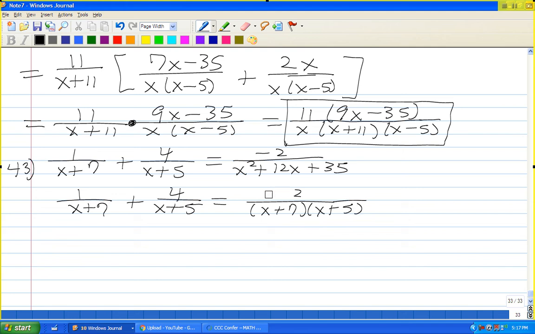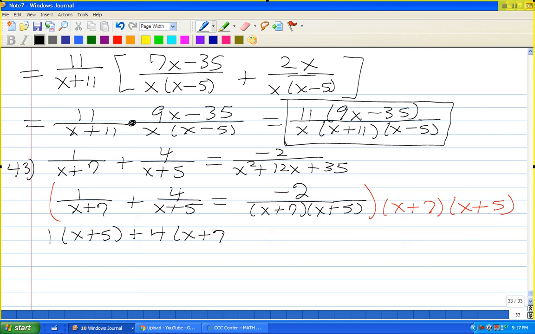Let me get rid of the denominators. So let me multiply both sides of my equation by the least common denominator, x plus 7 times x plus 5. The x plus 7's cancel, so you just get 1 times x plus 5. The x plus 5's cancel, so you just get 4 times x plus 7. The x plus 7's and the x plus 5's cancel, equals negative 2.